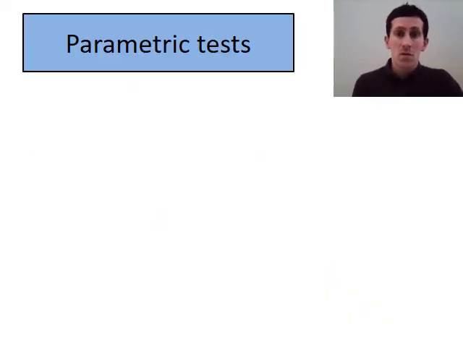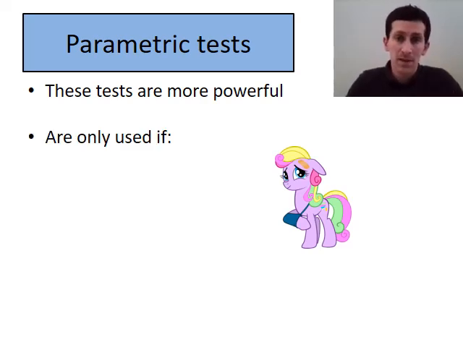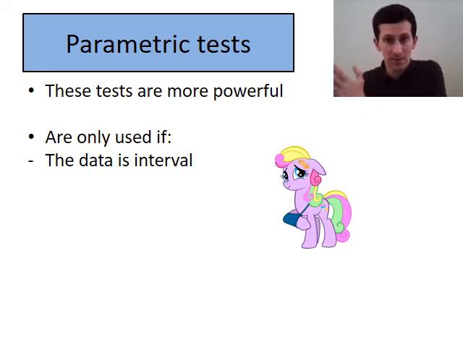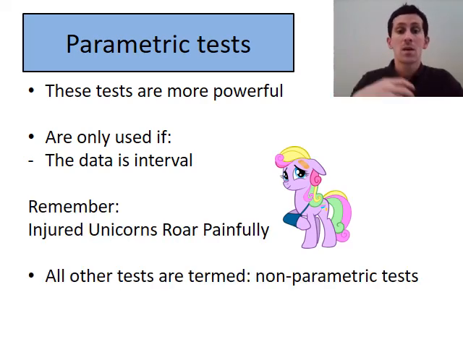You'll also read about something called parametric tests. And parametric tests are the most powerful form of test. And they're only used if the data is interval. If you remember, interval data is the most precise because it's based on those specific equal measurements. So we only have parametric tests when the data is interval. And if you remember our table, injured unicorns roar painfully. So the only tests that will be our parametric tests are the unrelated t-test, the related t-test, and Pearson's R. So they're the only three that would be considered parametric or most powerful tests. All other tests in that table are referred to as non-parametric because they're not as powerful.